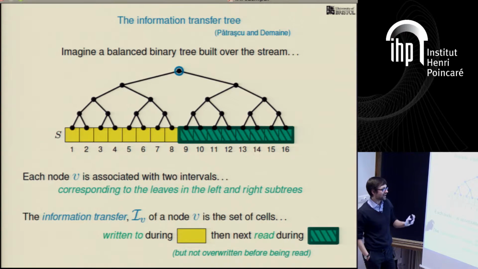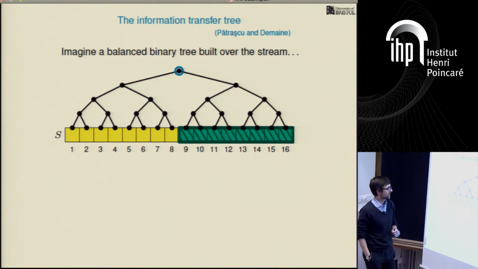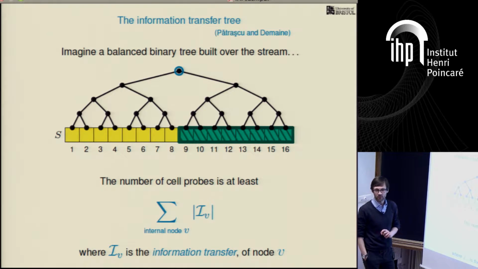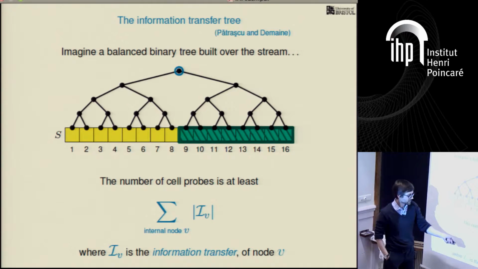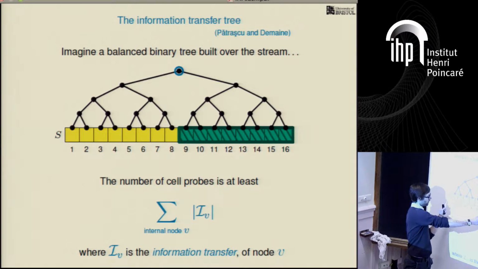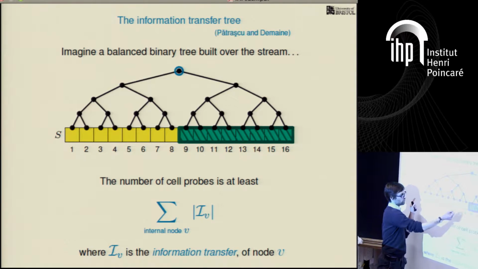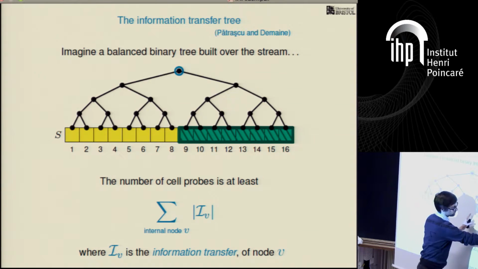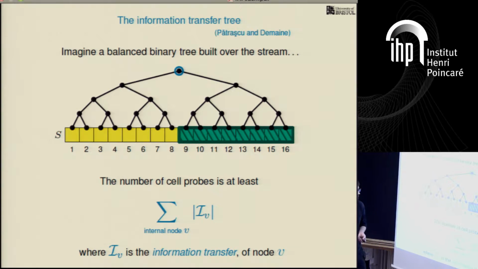So you can add all of the information transfers of all of the nodes together to get a lower bound on the number of cell probes. So the number of cell probes being performed by the algorithm is at least this sum here. It's the sum of the information transfers of every node. Where the information transfer, as I said before, is just the cells that are written to during here and then next read in here. Okay. So this gives you the notion of information transfer.